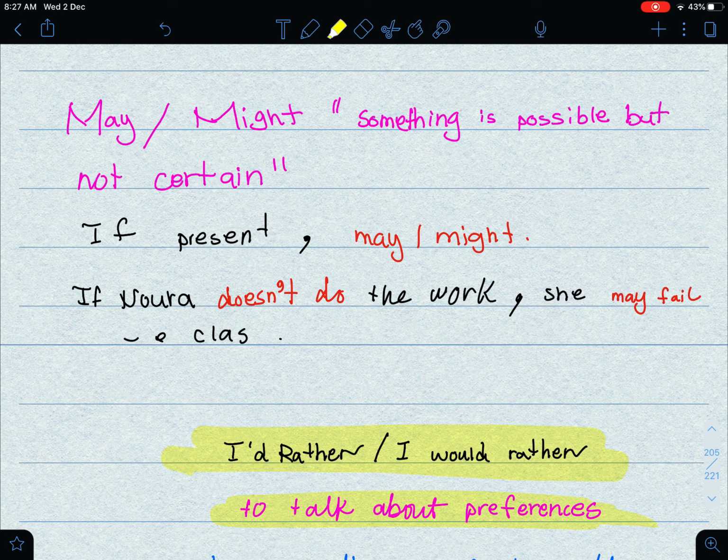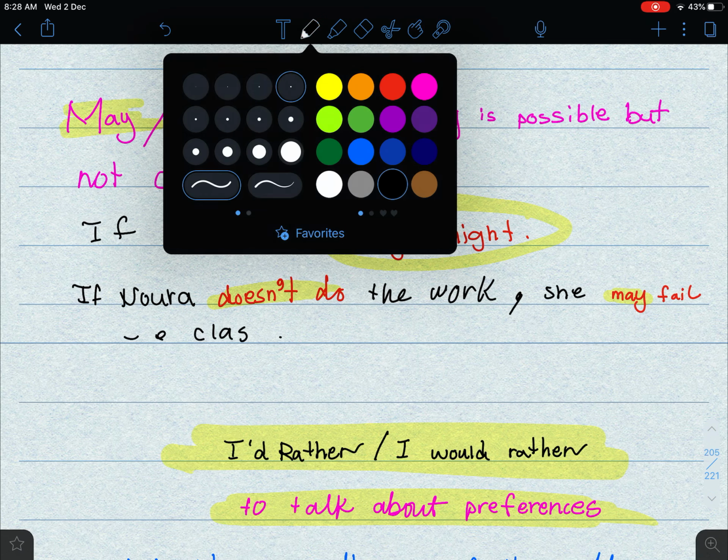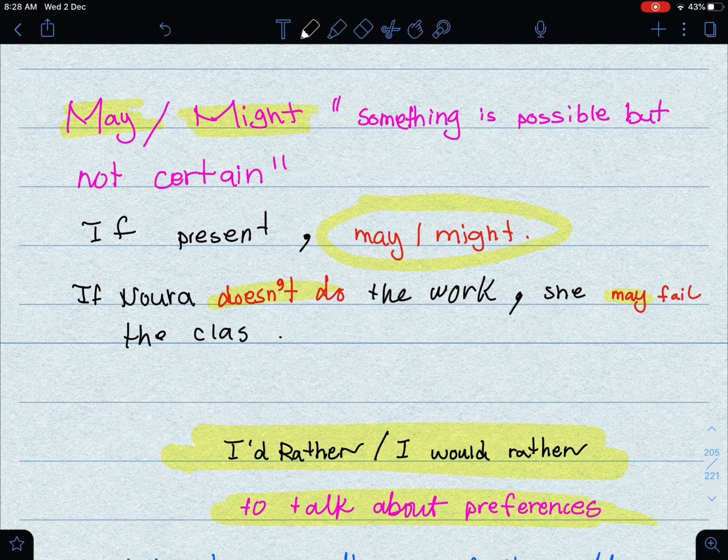Now, when you are not sure about something or something is possible not to be certain, يعني مش أكيد, you can use in the second clause may or might. ممكن. يعني احتمالية حدوث الشيء. القاعدة تقول if present with second clause يكون فيها may or might. ليه؟ لأن في شيء أنا مو متأكدة منه. Or مو متأكد منه. If Nura doesn't do the work, okay, so this is in the present, she may fail the class. Okay, she may ممكن. Okay.